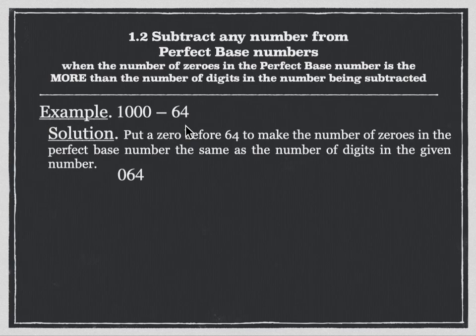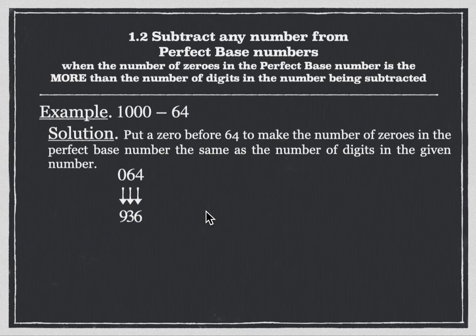Now making use of the sutra, the Nikhilam sutra, which is all from 9 and the last from 10, we don't really need to look at the 1000. What will you add to 0 to make it 9? That's 9. What will you add to 6 to make it 9? That's 3. And what will you add to 4 to make it 10? Since last from 10, that's 6. Therefore, our answer, 1000 minus 64, is simply 936.